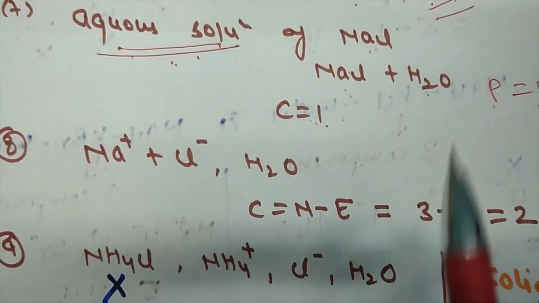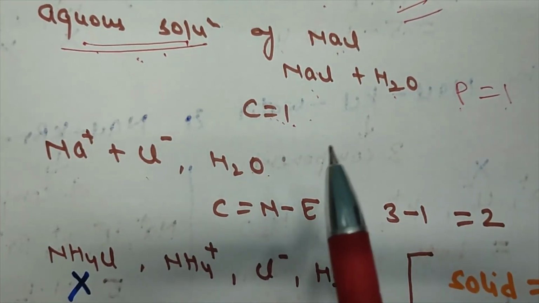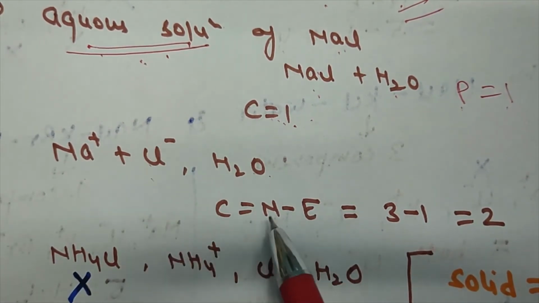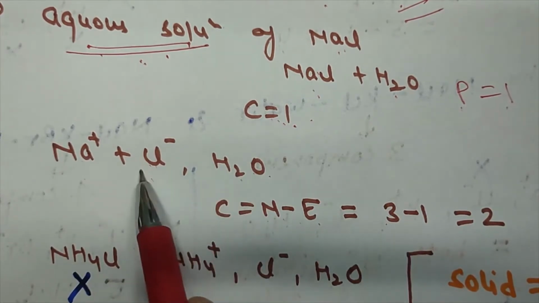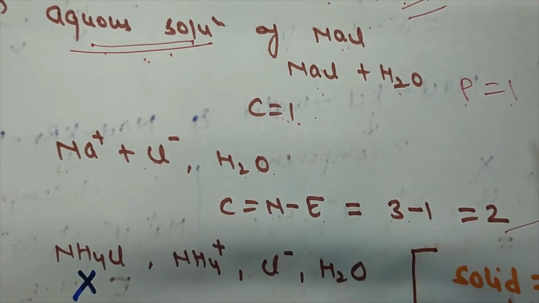Okay, now NaCl, H2O. Here there is no equilibrium, but you know there are ions and they can be neutralized. Then C is equal to N minus E. Species is 3. The equation is only for the neutral. Minus 1 is equal to 2. Then component will be 2.